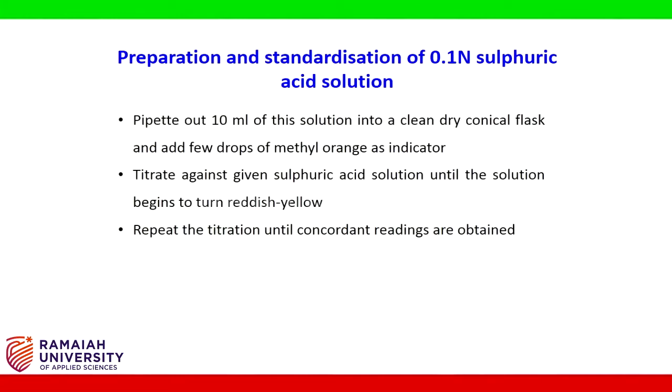Pipette out 10 ml of this solution into a clean, dry conical flask and add few drops of methyl orange as indicator. Titrate against given sulfuric acid solution until the solution turns to reddish yellow. Repeat the titration until concordant readings are obtained.